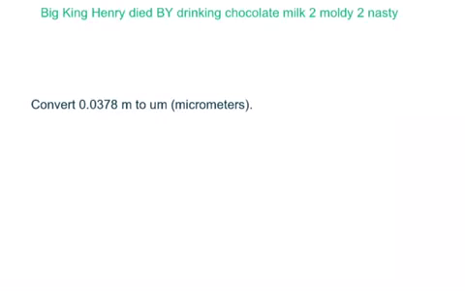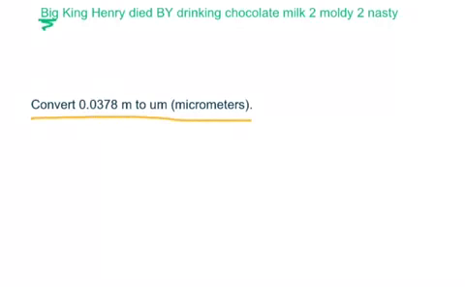Hi, today we're working on metric to metric conversions, and I'm going to show you a really simple way to use King Henry and always get your metric to metric conversions right. No fancy exponents or other memorization involved. So our problem today is we are going to convert 0.0378 meters into micrometers, and you might have forgotten what the relationship between those two is, so here's where we use our mnemonic.